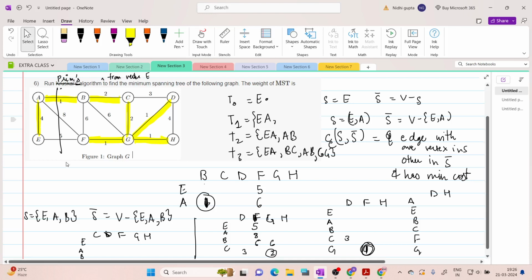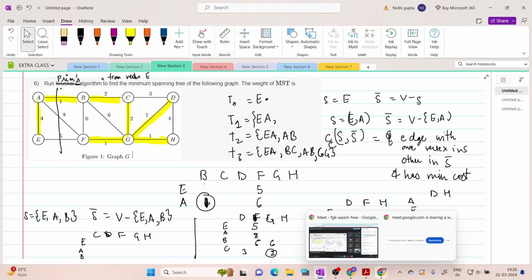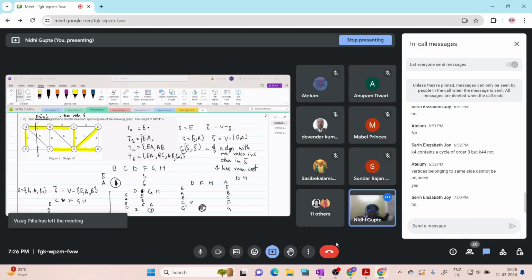So is Prim's algorithm clear to everyone? Like how to find a minimal spanning tree using Prim's algorithm? Yes, ma'am. Okay.